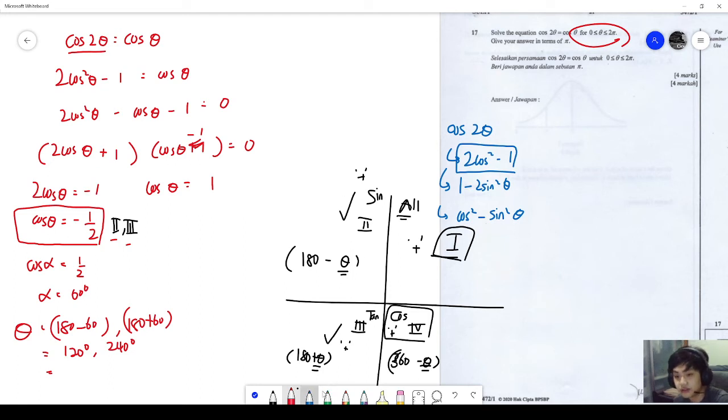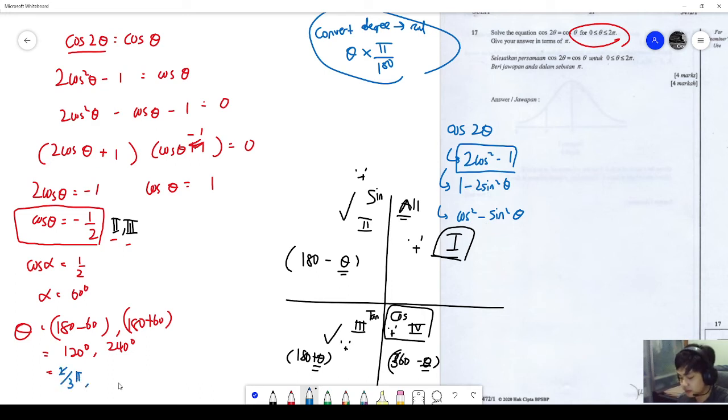Just to let you know, to convert a degree to radian, we take theta times pi over 180. This is just for you to know. So this is going to be 2 over 3 pi, and this will be 4 over 3 pi.